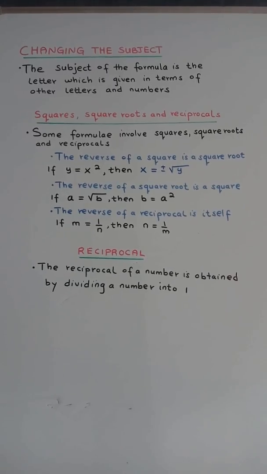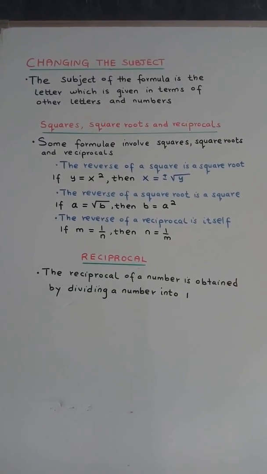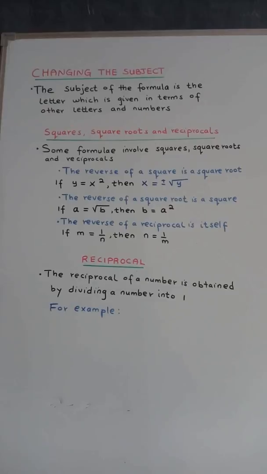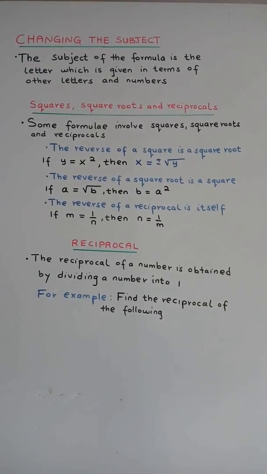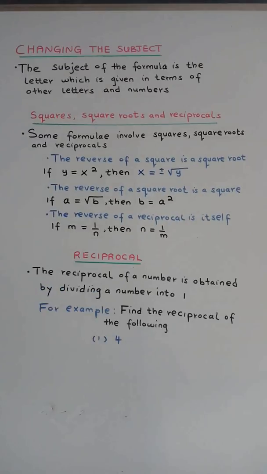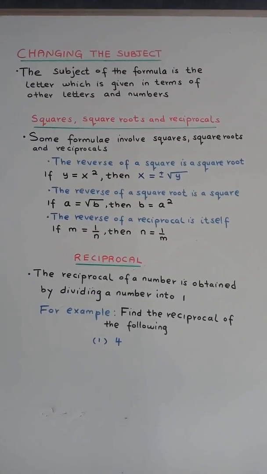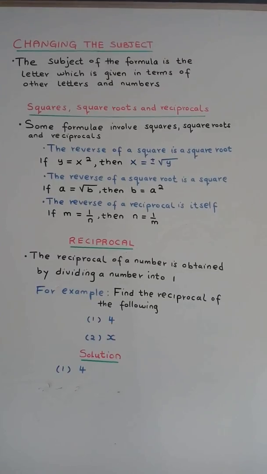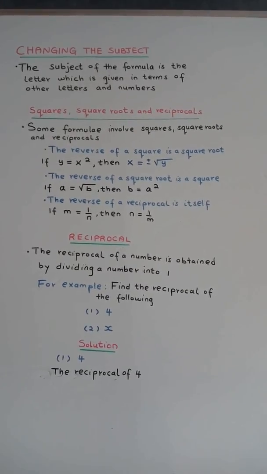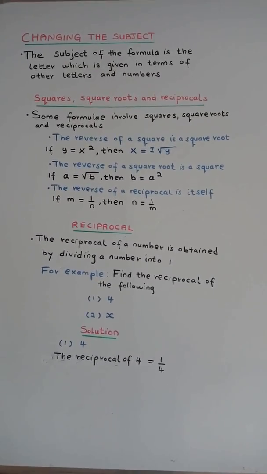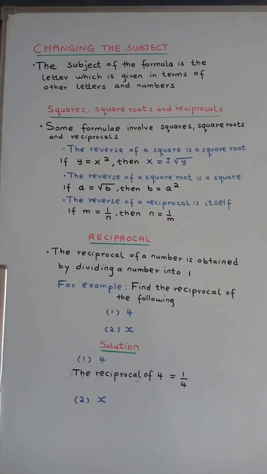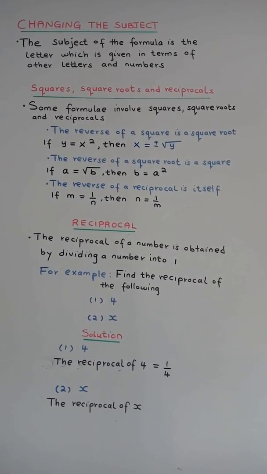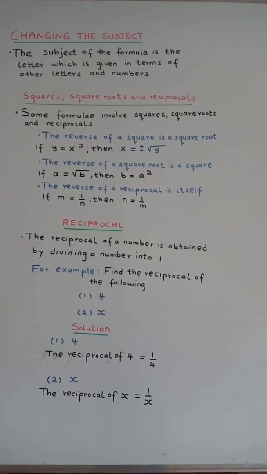Reciprocal. The reciprocal of a number is obtained by dividing a number into 1. For example, find the reciprocal of the following. Number 1, 4. Number 2, x. Solution. Number 1, 4. The reciprocal of 4 is equal to 1 over 4. Number 2, x. The reciprocal of x is equal to 1 over x.